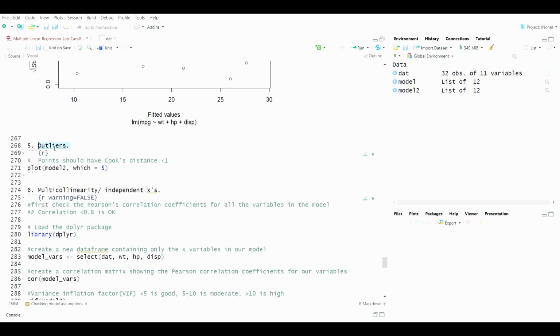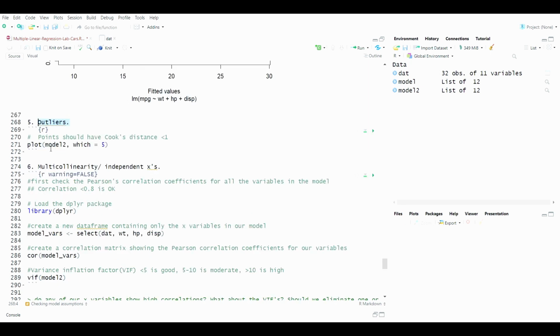Scrolling down next to outliers. Well, we already looked at a scatter plot, so we would probably be able to see any strong outliers. This allows us to more formally test it by looking at a plot of the Model 2 and then pulling out the fifth of the plots that usually come out from this command.